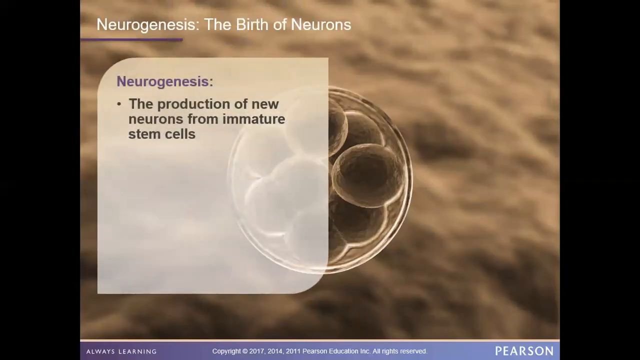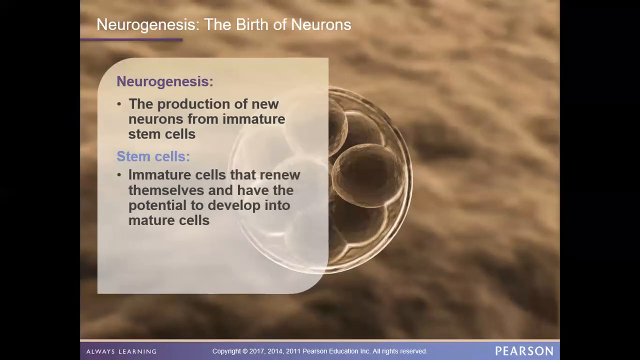When I talk to you about neurogenesis, I mean the production of new neurons from immature stem cells. Stem cells are really important because you need stem cells for neurogenesis. When I talk about stem cells, I simply mean the immature cells that renew themselves and have the potential to develop into mature cells.